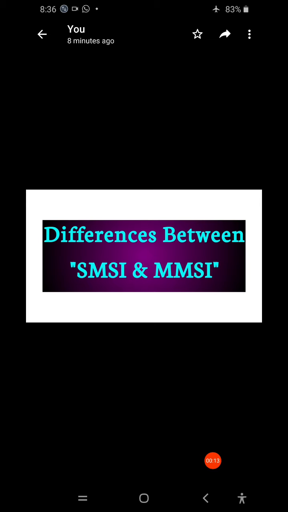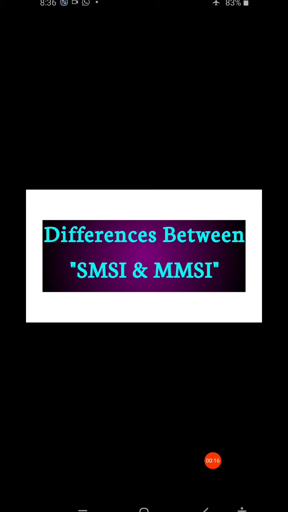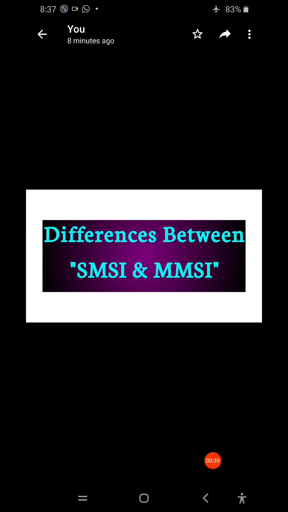Here SMSI indicates single mode step index fiber and MMSI indicates multi-mode step index fiber. So today we are going to discuss the differences between single mode step index fiber and multi-mode step index fiber. Now, coming to these SMSI and MMSI.